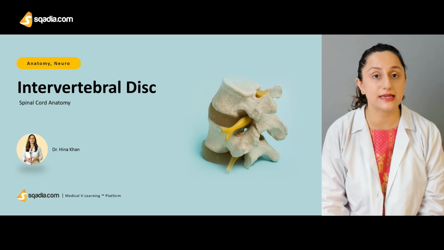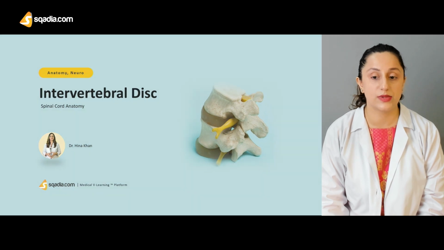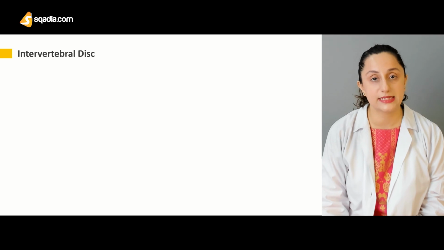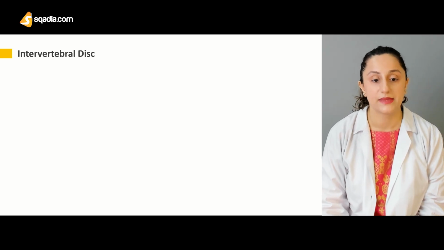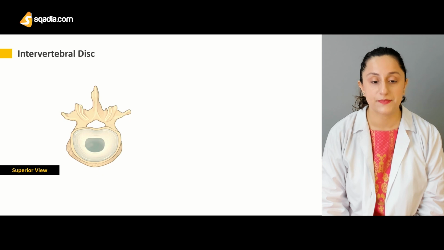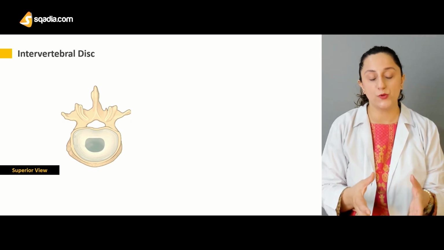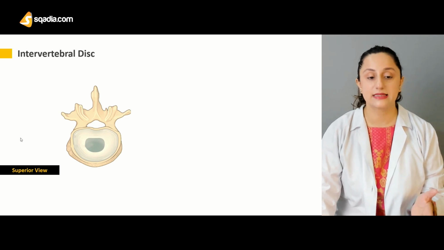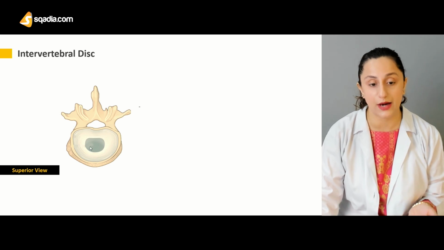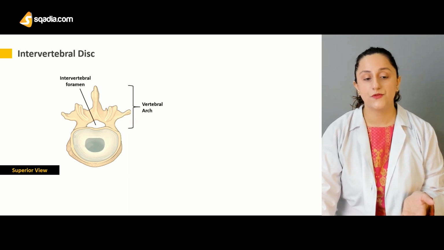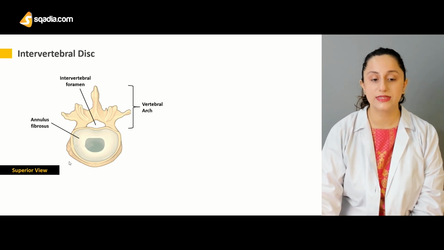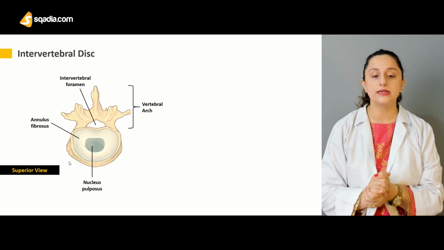So this is the basic mechanism that it is going to carry out in the intervertebral discs, and the movements that take place at the intervertebral discs. Now, from a superior view, when we look at the intervertebral discs, you can see that it is basically dividing into two regions. First of all, we have the annulus fibrosus, and then more centrally, we have the nucleus pulposus.